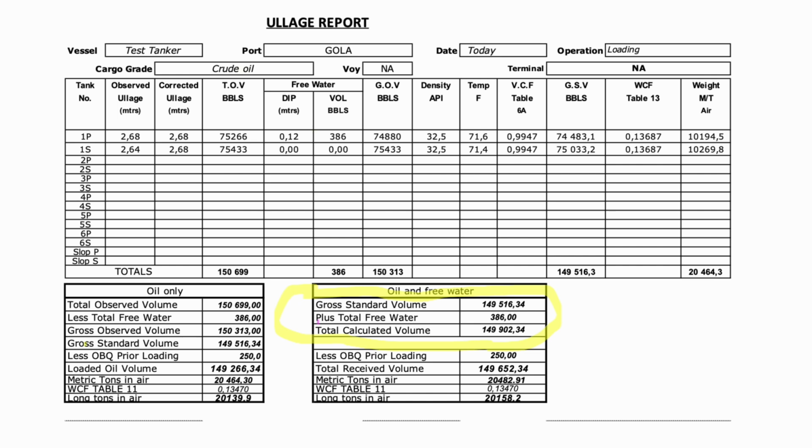Add total free water to gross standard volume and get total calculated volume. Deduct OBQ from gross standard volume and get loaded oil volume at standard temperature. Deduct OBQ from total calculated volume and get total received volume at standard temperature. Weight of cargo was calculated in metric tons. Let's calculate weight of cargo in long tons.